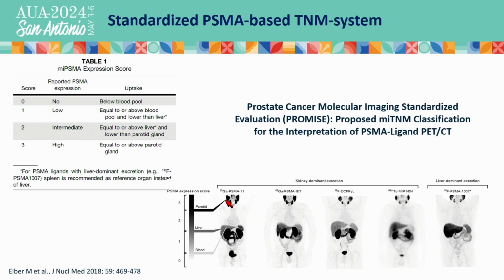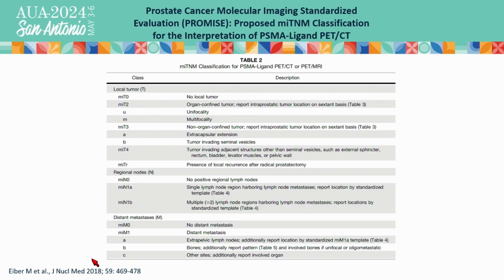So this is the expression in the salivary glands. We have the expression in the liver, and then we have also the expression in the blood. And based on these expression profiles, we can use a type of molecular imaging TNM system. So whenever we receive a report of our PSMA PET scan nowadays, we will get the information about the local extent of prostate cancer, we will get the information of lymph nodular involvement, and we will get the information of distant metastases, presence or absence of distant metastases.